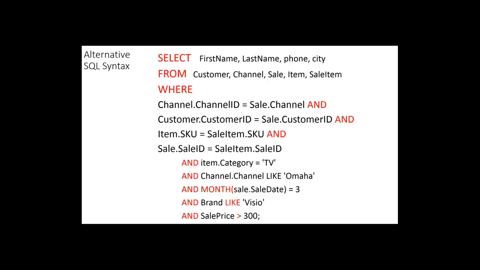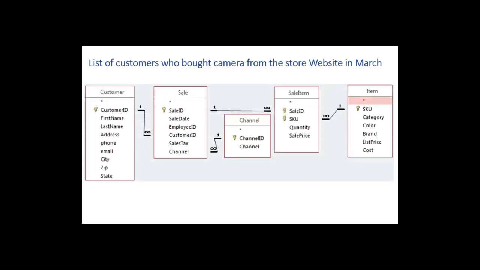We used inner join. Next example, list of customers who bought camera from the store website in March. Again, the first step is finding out which tables are involved. The list of customers, sale dates is required. The question is about March. Channel is required. We're looking at store website purchases only. Category is required. We'll look at cameras.